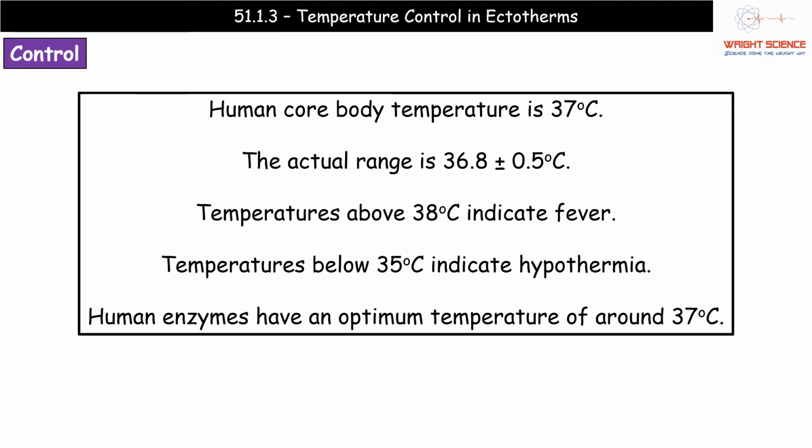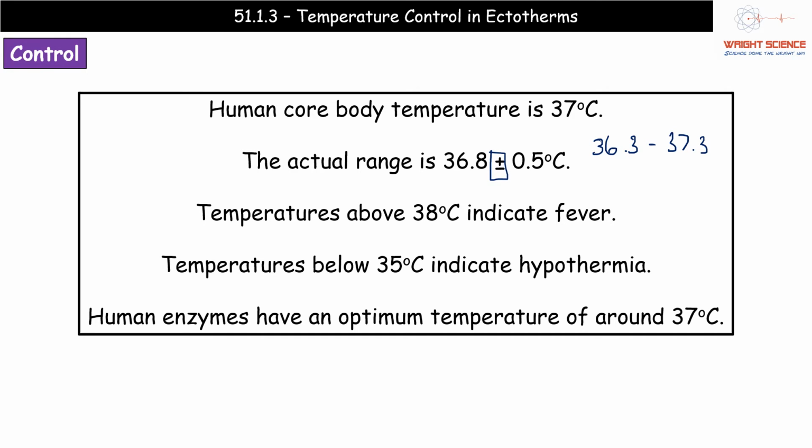If we think about one key endotherm, us humans, then our core body temperature is 37 degrees Celsius. Now, it's not exactly 37 degrees Celsius. There is, of course, a range here, and the actual range is given as 36.8 plus or minus 0.5 degrees Celsius. So do remember, wherever you see this little plus minus sign, that does mean that the actual range of temperature, if it's 36.8 plus or minus 0.5, could be 36.3 through to 37.3, because we're going half a degree below that and half a degree above that.